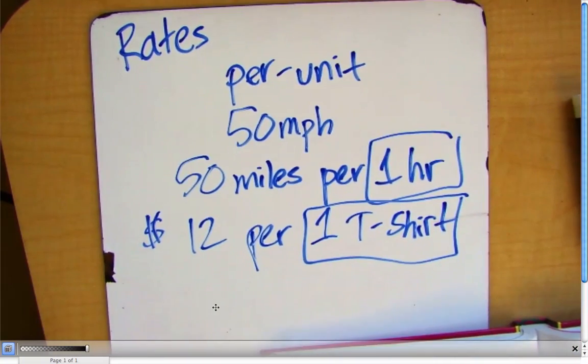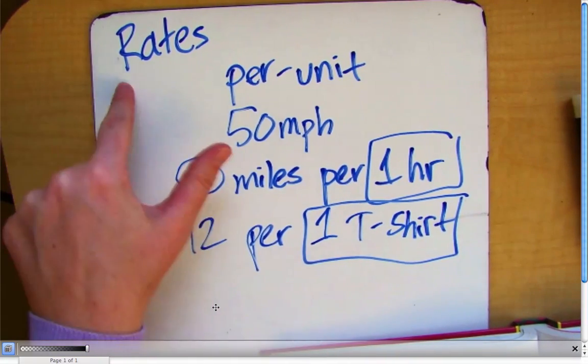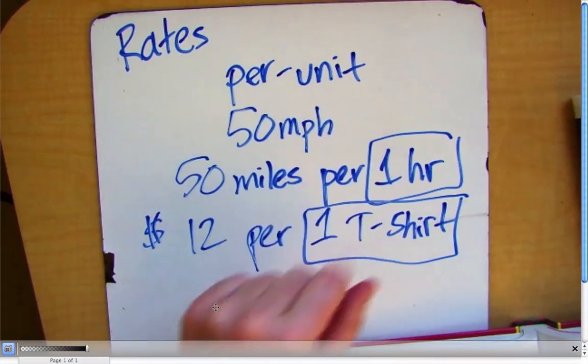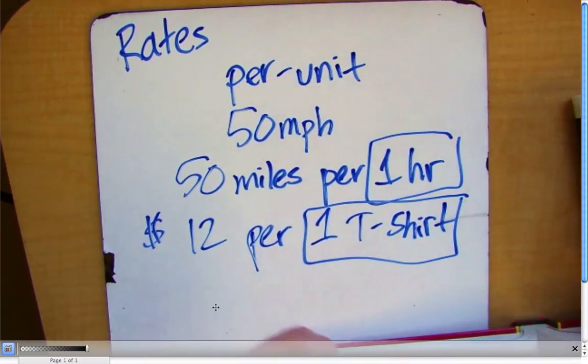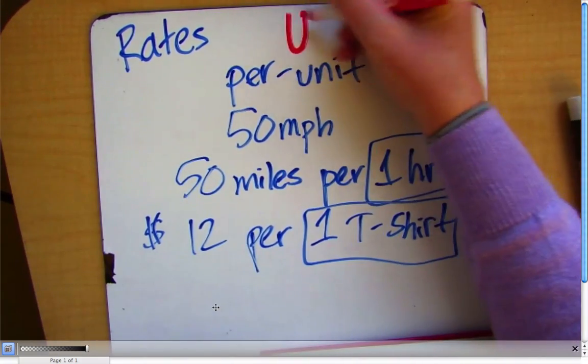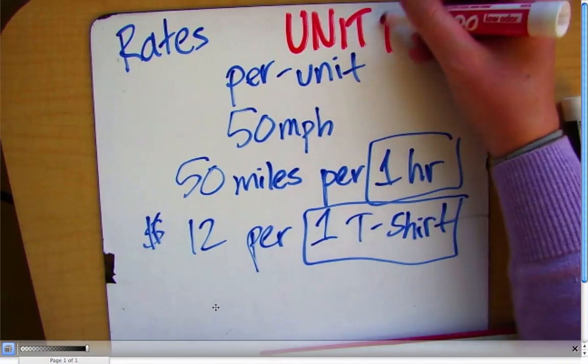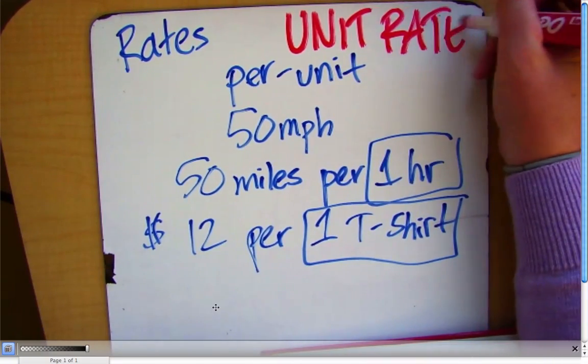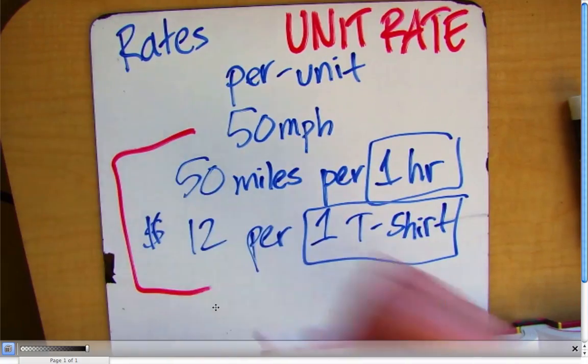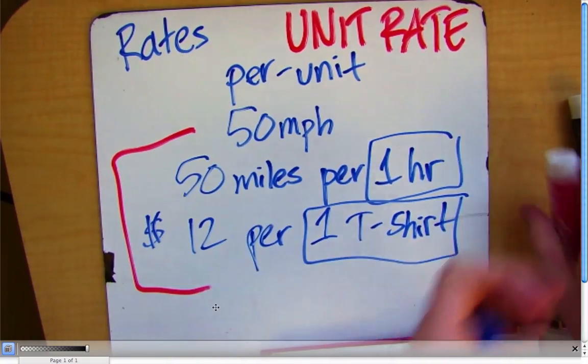Okay. So we're going to find some unit rates. Unit rates is finding the rate per unit. Pretty self-explanatory. So this is unit rate. So these are both unit rates. And we're going to be finding some unit rates. So let me give you an example.